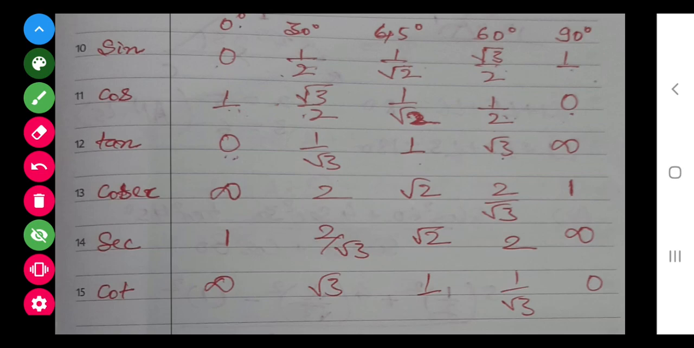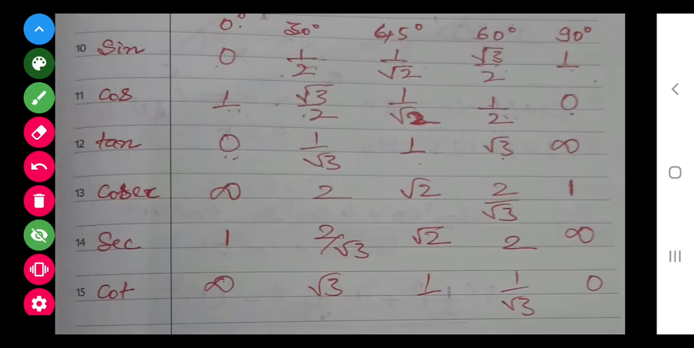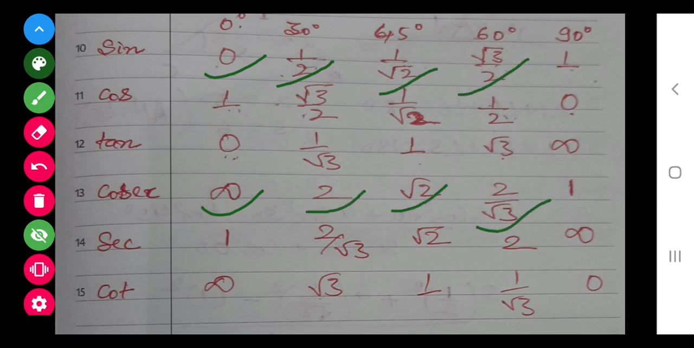Now cosec. Cosec is the reciprocal of sine. You have done this also. So we have to just make the reciprocal of this sine. Reciprocal of this is 1 upon 0, that is infinity. Reciprocal of this is 2. Reciprocal of this is root 2. Reciprocal of this is 2 upon root 3, and reciprocal of this is 1.